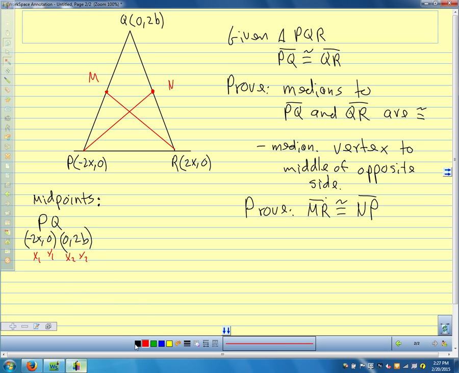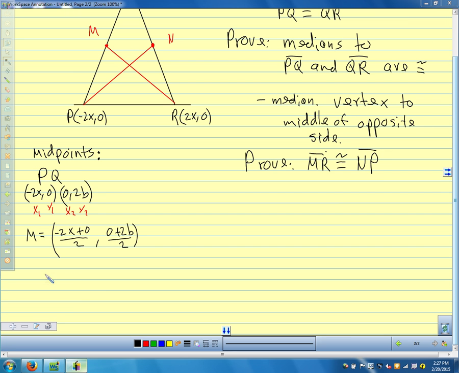So M is x1 plus x2, negative 2x plus 0 over 2, and y1 plus y2, 0 plus 2b over 2. Negative 2x plus 0 is negative 2x, and negative 2x divided by 2 is what? Negative x. And 0 plus 2b is 2b, and 2b divided by 2 is b. Very good. So there's one midpoint.